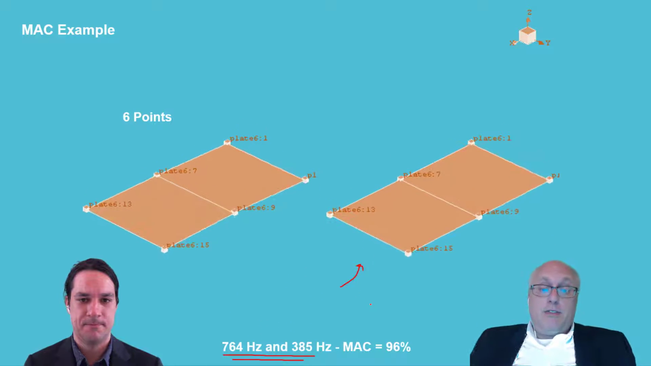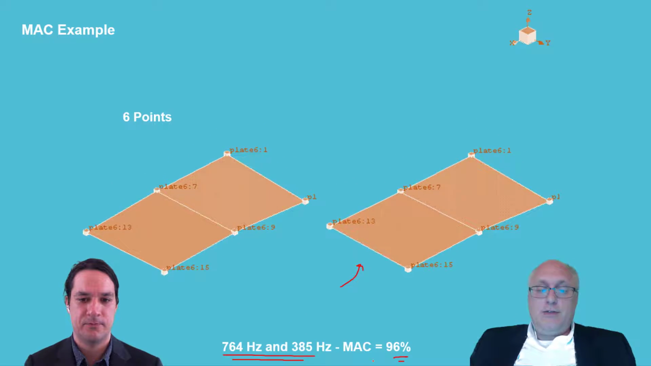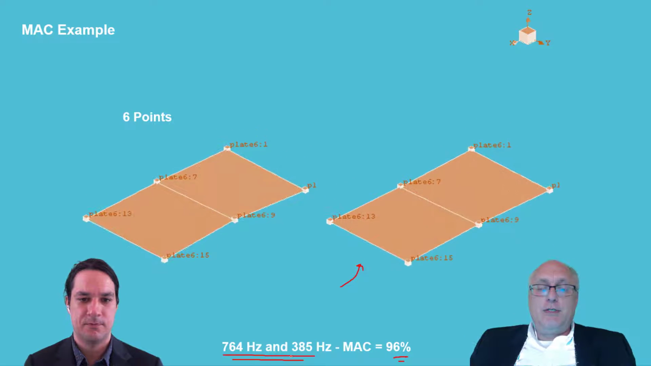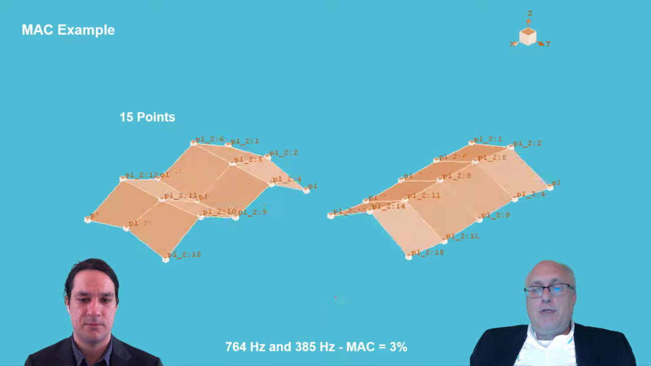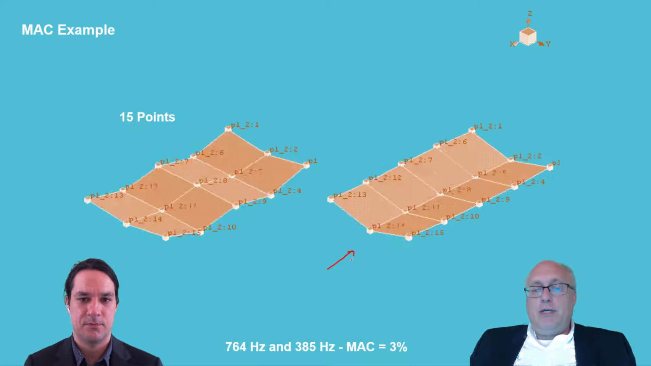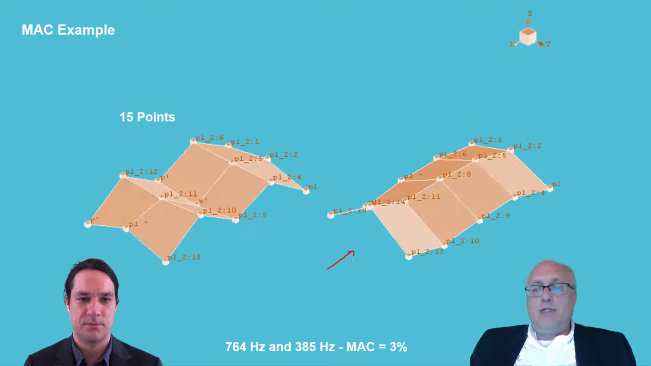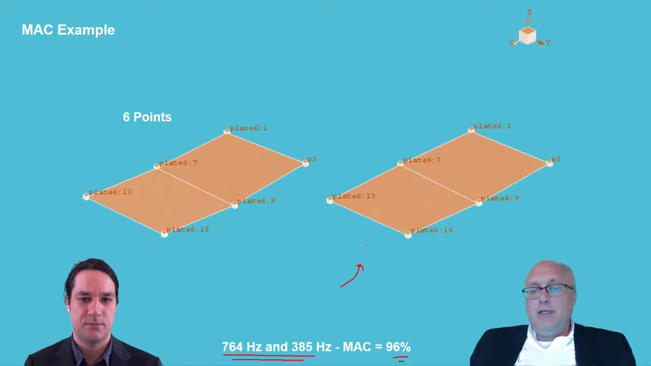Yeah. And because they look identical, the MAC value is very high, yet they're at two different frequencies, so that's a bit unexpected. And we discovered before the break that that's because we weren't measuring at enough points. Like here, we have bending along the center. And because we didn't have any points along the center when we did these measurements, we didn't see that.